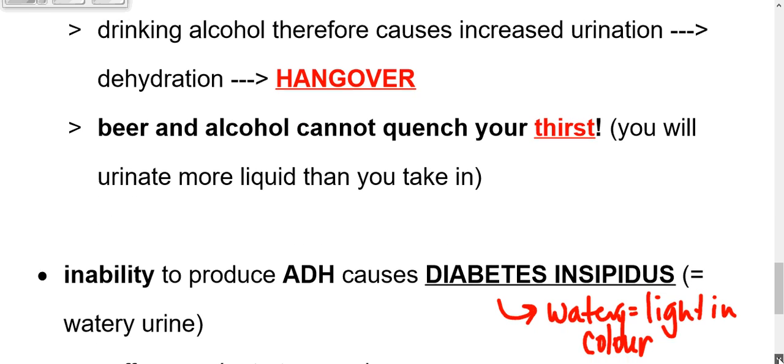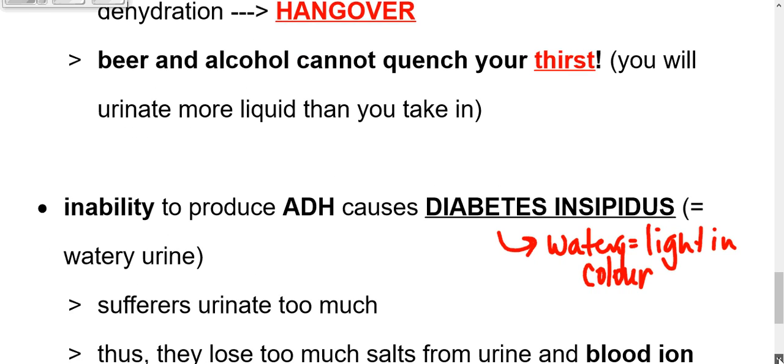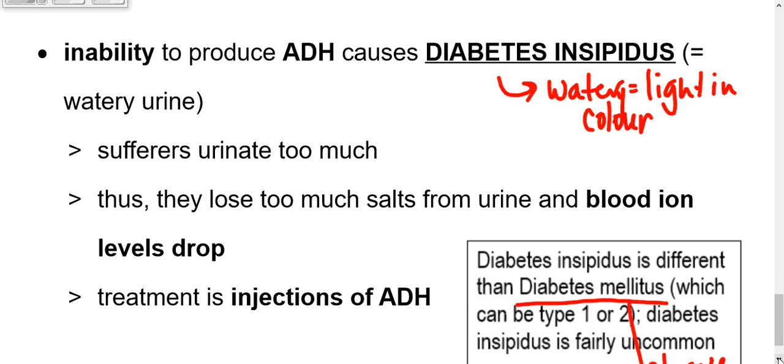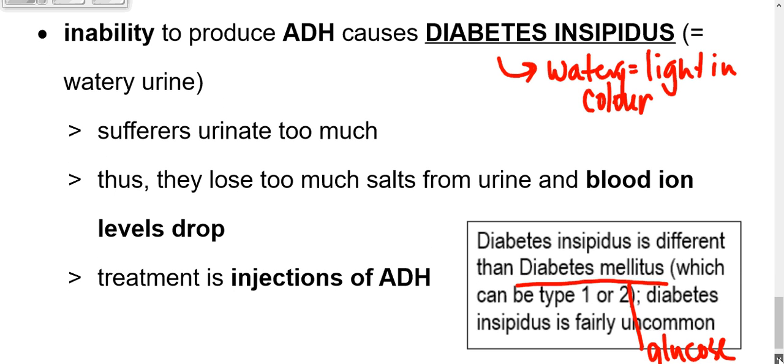Just a side note. Inability to produce ADH causes what we call diabetes insipidus. So this actually has nothing to do with type 1 and type 2 diabetes mellitus that we've talked about before. Diabetes insipidus is a fairly rare type of diabetes, and it causes watery urine. So watery urine would be really, really light in color.